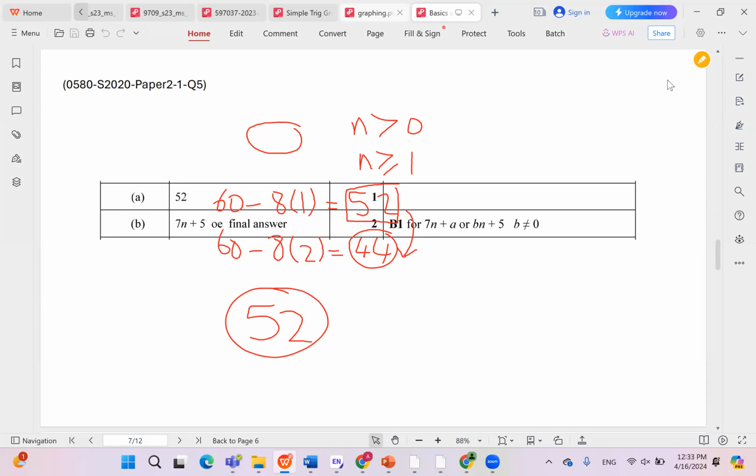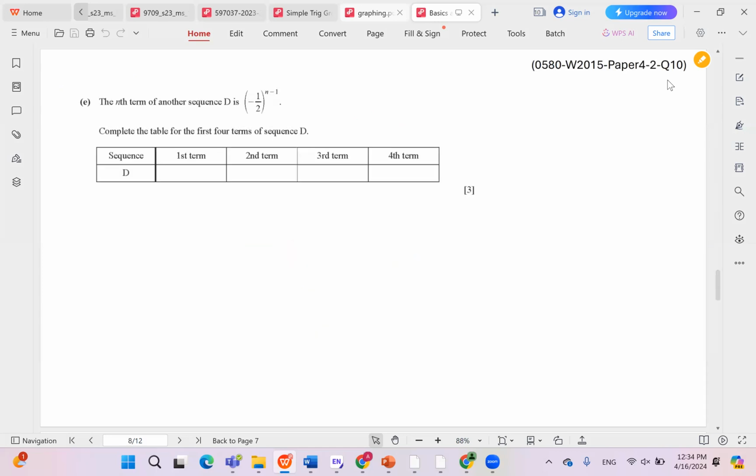52 is correct for A. The nth term of another sequence D is negative half to the power of n minus 1. Complete the table for the first 4 terms of the sequence D.